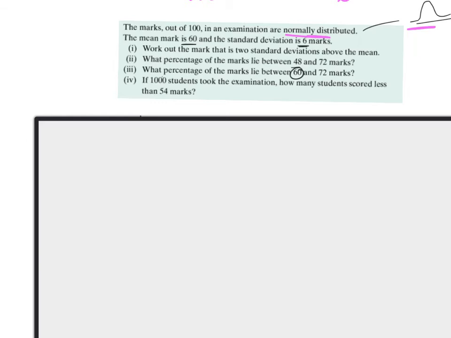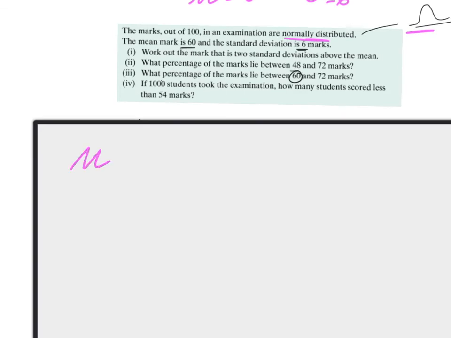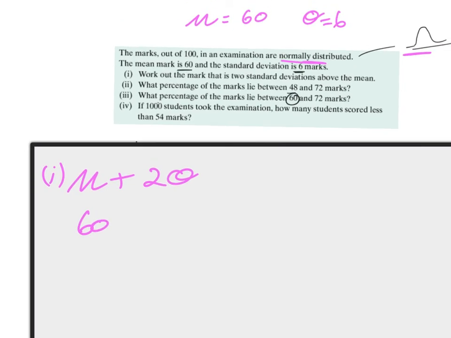Right, so I suppose first things first, it is the mean plus 2 standard deviations, which is going to be 60. I just have my numbers up there, right? Okay, so it's going to be 60 plus 2 times 6, which is 12, which is 72 marks. Okay, so that's the first one done.